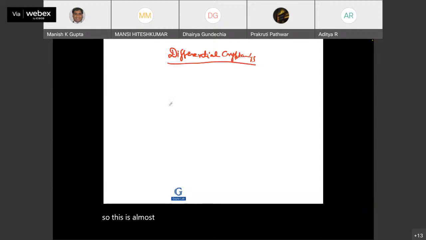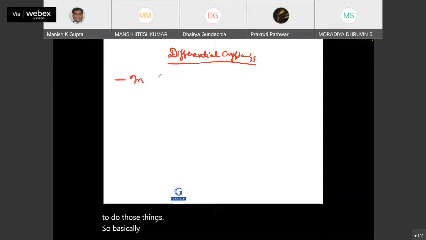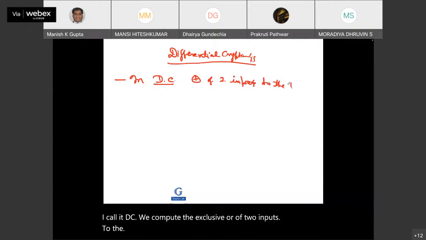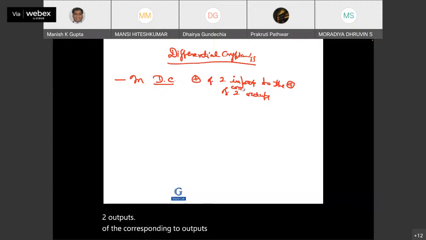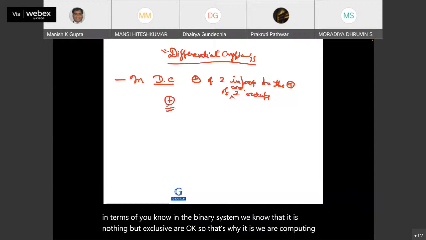So this is almost similar to linear cryptanalysis with some differences. What kind of pairs we should look for, I'm going to tell you how to do those things. So basically, in differential cryptanalysis, I call it DC, we compute the exclusive OR of two inputs to the exclusive OR of the corresponding two outputs. Now, why is it known as differential? Because differential means difference. We are computing the difference of bits, and in the binary system, that is nothing but exclusive OR.